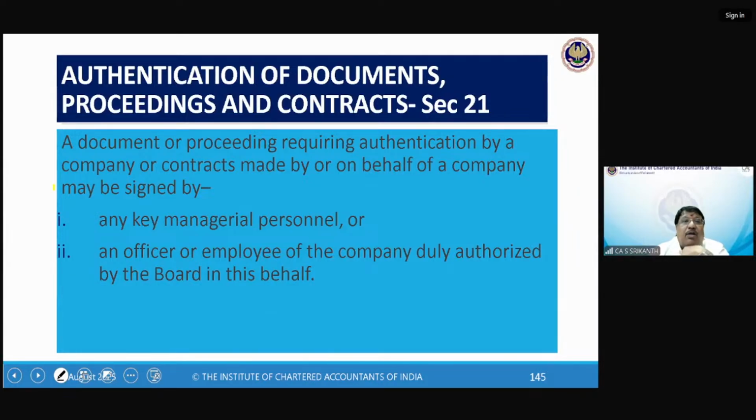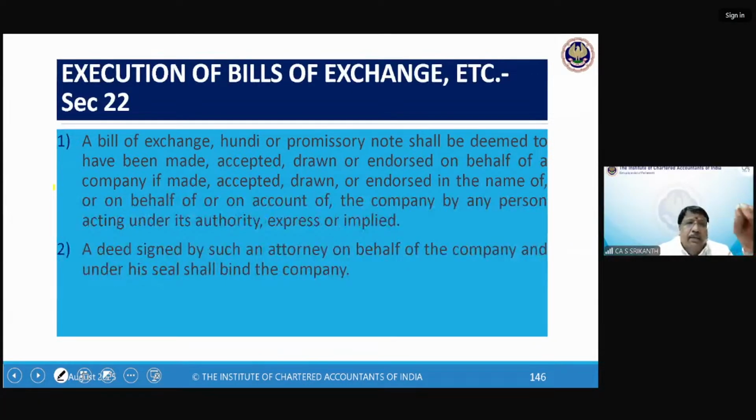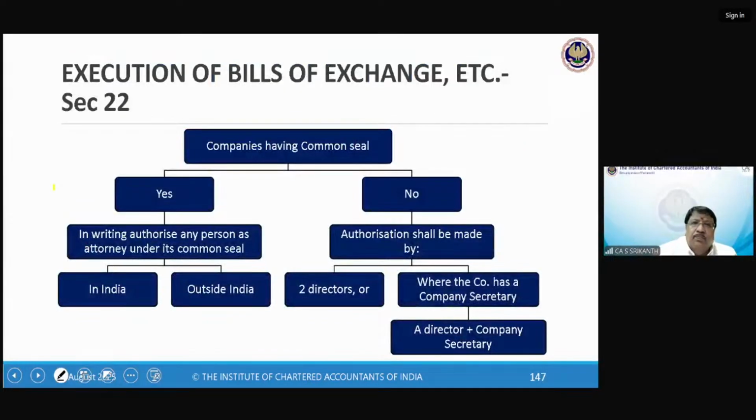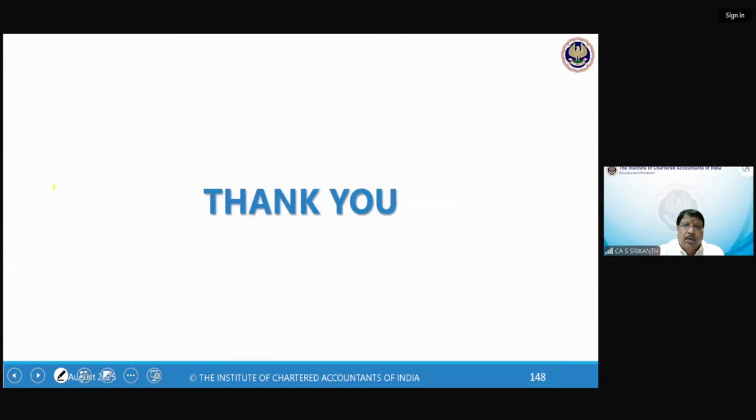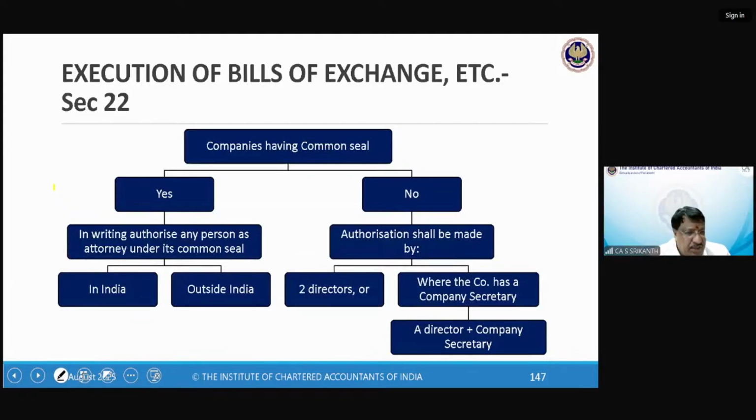A document or proceeding requiring authentication by a company, it is enough if it is signed by a KMP. Bill of exchange, hundi, everything should be signed by an authorized key managerial personnel. Now, in the case of a bill of exchange, if the company has a common seal, then it should authorize a person under its common seal and that person will sign. If it does not have a common seal, then at a board meeting, you can authorize one director. Or where the company has a company secretary, it can be authorized by a director plus one company secretary. So this is the execution of bills of exchange and all that.